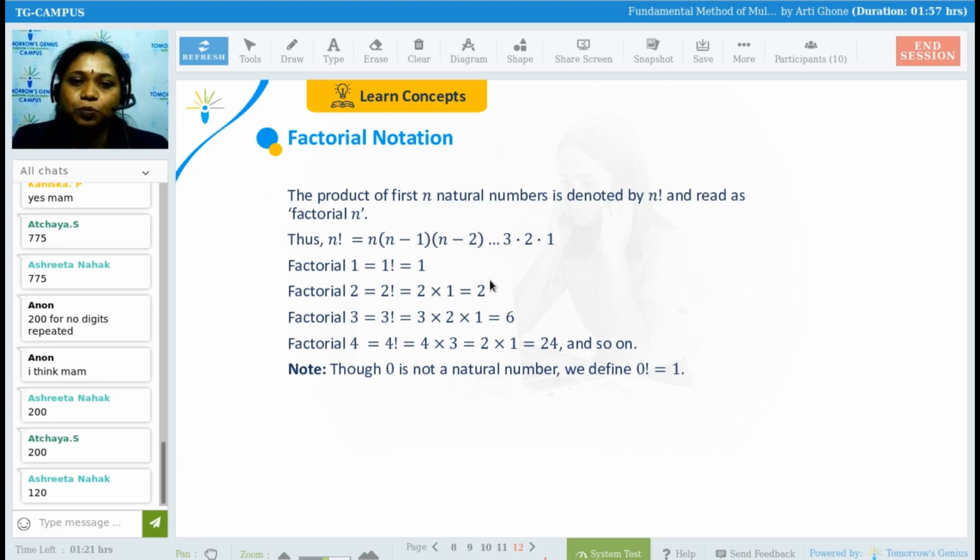So now what is it mathematically? Let's understand the definition. The product of the first n natural numbers. This is very important. If the numbers are not natural numbers but whole numbers, if I multiply by 0, everything will get 0, no? Yes or no? So the product of the first n natural numbers is denoted by n factorial and read as factorial n. Okay. Now, what is 1 factorial? 1 into 1, so 1. 2 factorial is 2, 3 factorial is 6, 4 factorial is 24, and so on.